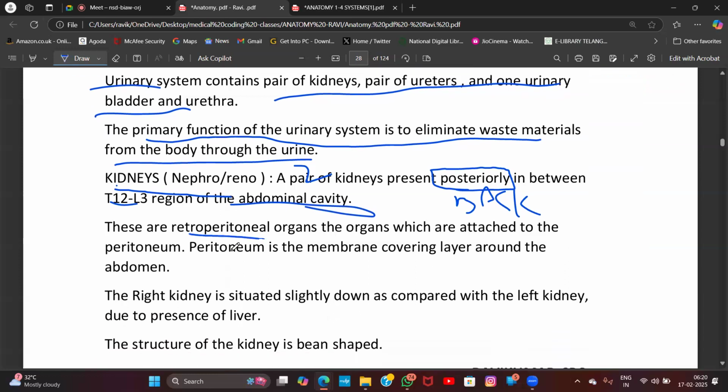All the kidneys are called retroperitoneal organs, the organs which are attached to the peritoneum. Peritoneum is a membrane, a covering layer around the abdomen. That's why the kidneys are called retroperitoneal organs.